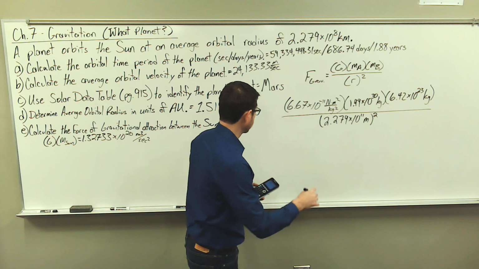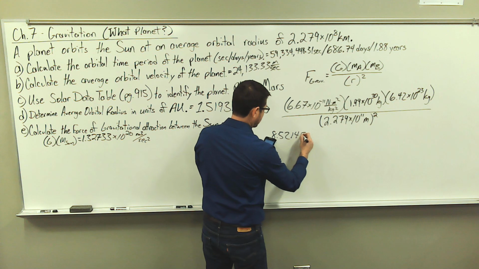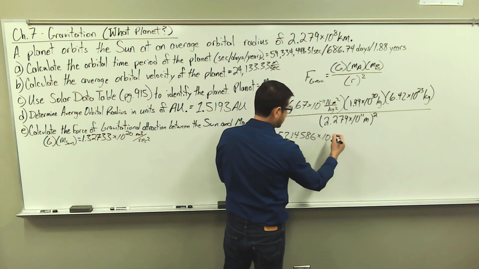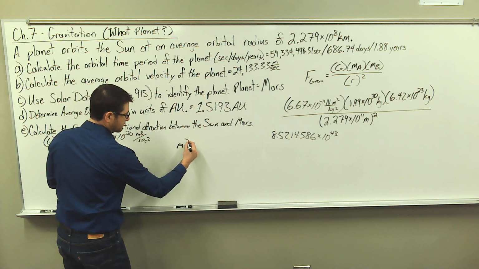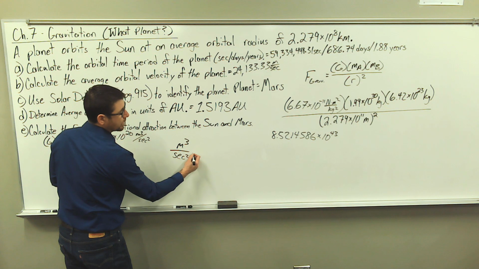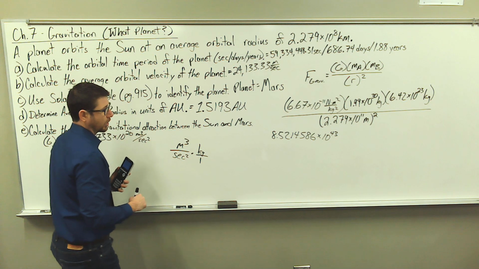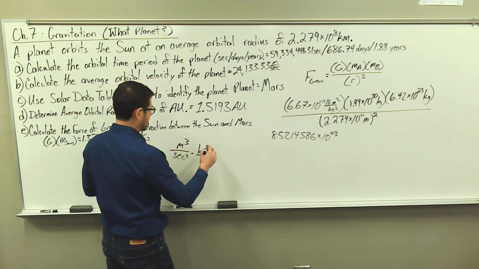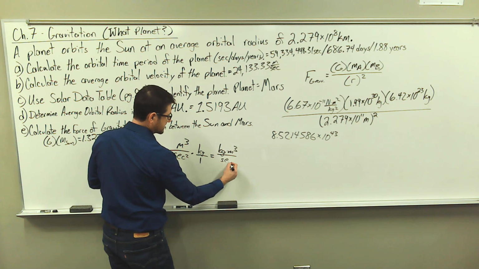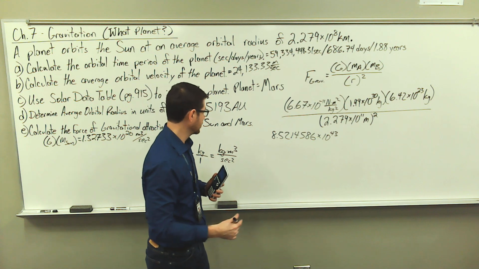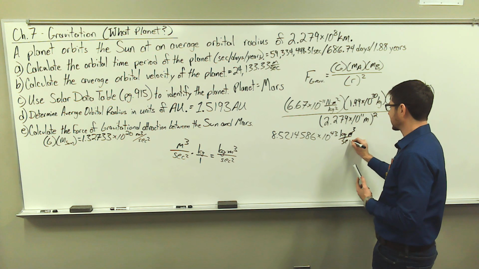And in my numerator, I have 8.521456 times 10 to the 43rd. And so I've got meters cubed per second squared multiplied by units of kilograms. So that's kilograms over 1, okay? All right, so this is going to give me kilogram meter cubed per second squared, okay? So that's what's in my numerator right now. I've got a kilogram meter cubed per second squared.